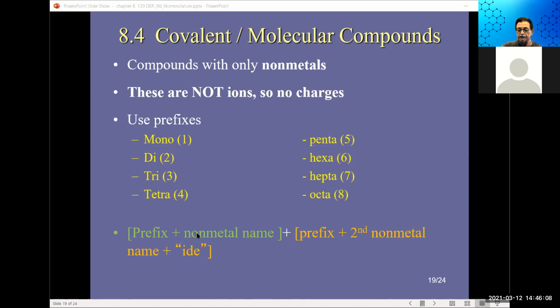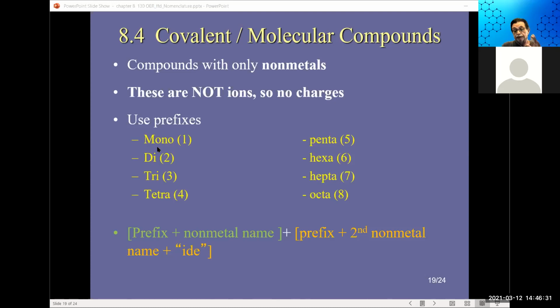So we've got the prefix plus the first nonmetal name. If there's only one first nonmetal, then we don't use mono. We just say the name, whatever it is. Hence, carbon dioxide. We don't say monocarbon. We just simply say carbon.